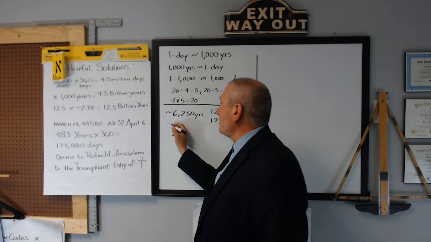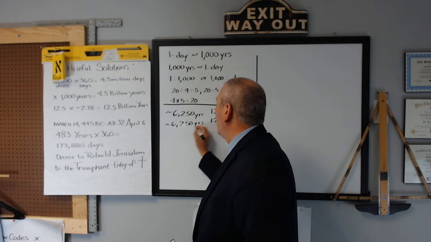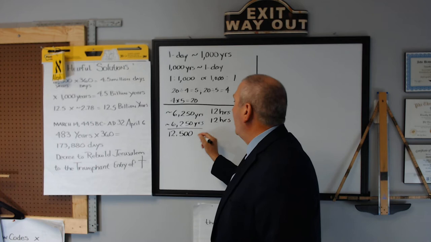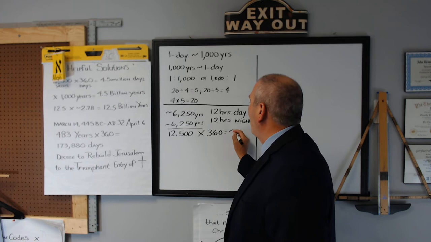So let's just say we doubled that, and that's where we get the 12,500. And if we multiply that times our 360-day year, that gives us 4.5 million days.